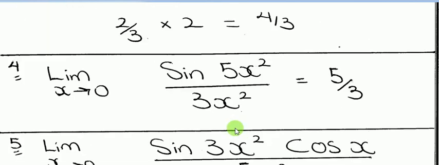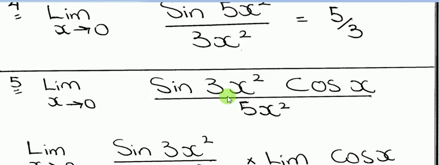Our fourth example: limit as x approaches 0 of sine 5x squared over 3x squared. We said sine of any angle approaching 0 over the same angle approaching 0 is 1. So it is not just x over x, it can be x squared over x squared. x approaches 0, so x squared also approaches 0. So sine x squared over x squared is 1, so the answer is 5 over 3.